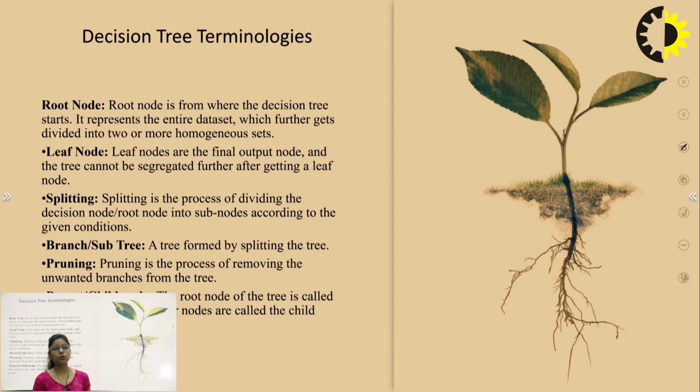Decision tree terminologies. Root node is from where the decision tree starts. It represents the entire data set, which further gets divided into two or more homogeneous sets. Leaf nodes are the final output, and the tree cannot be segregated further after getting a leaf node. Splitting is the process of dividing the decision node or root node into sub nodes according to the given conditions. Branch or subtree is a tree formed by splitting the tree. Pruning is a process of removing the unwanted branches from the tree. Parent and child node: the root node of the tree is called the parent node, and the other nodes are called the child nodes.